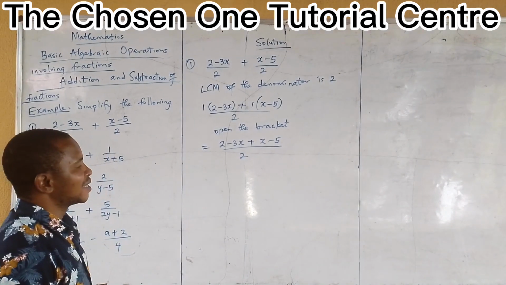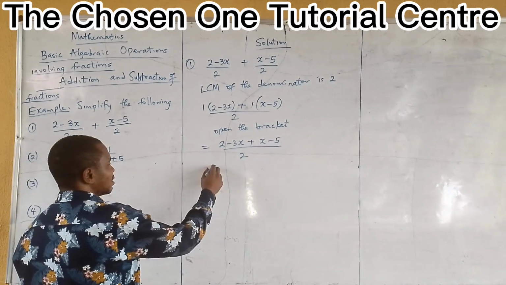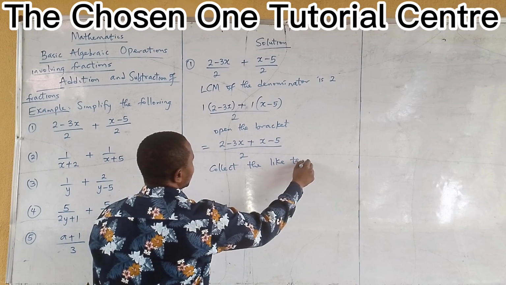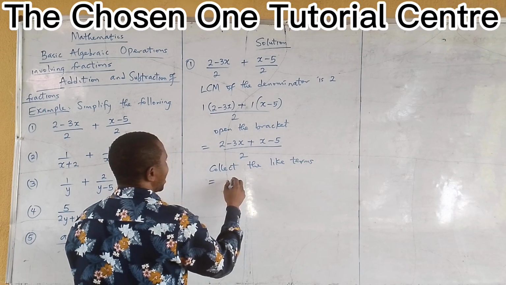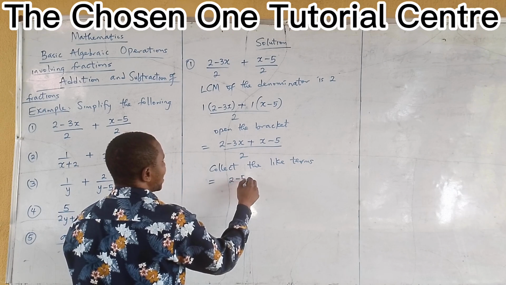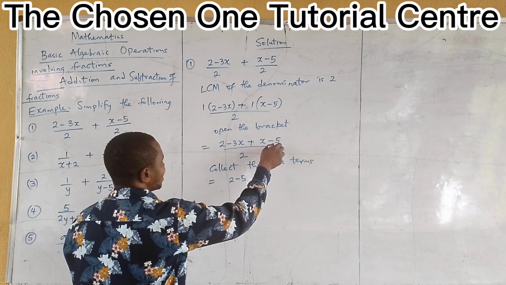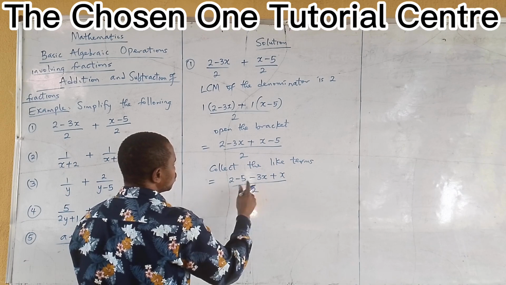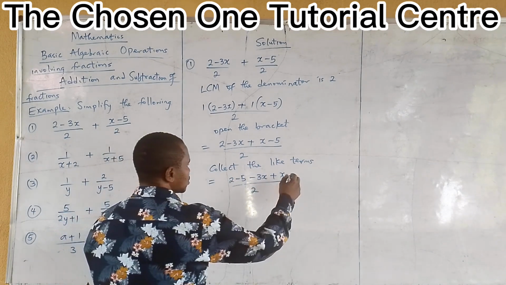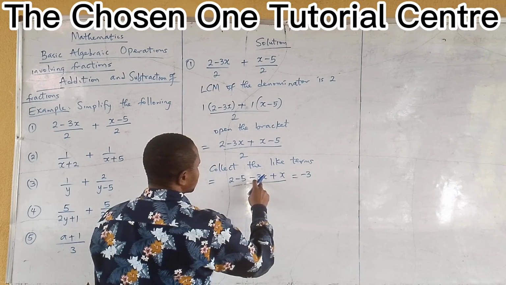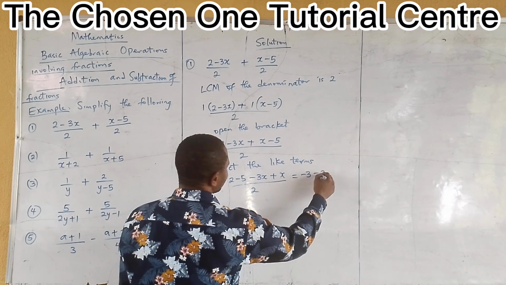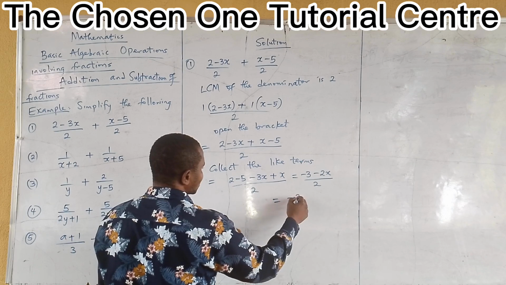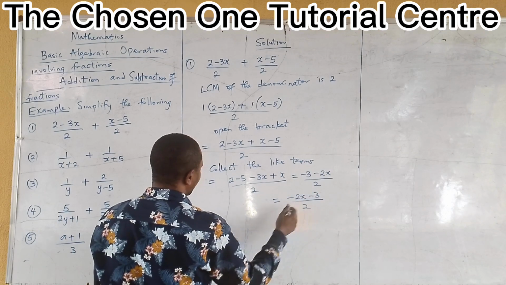Then we are going to collect the like terms. When we collect the like terms, we are going to have 2 minus 5. Don't forget that the sign in front of it will follow it. So you are going to have minus 3x plus x over 2. 2 minus 5 will give us minus 3. Minus 3x plus x will give us minus 2x over 2. We can leave our answer like this, and we can also rewrite it as minus 2x minus 3 over 2.